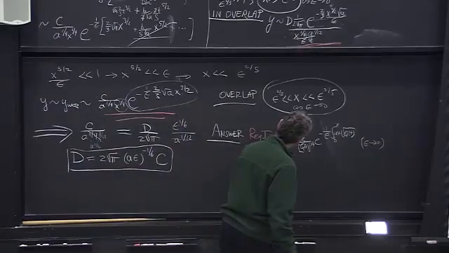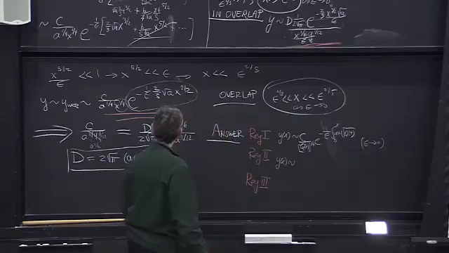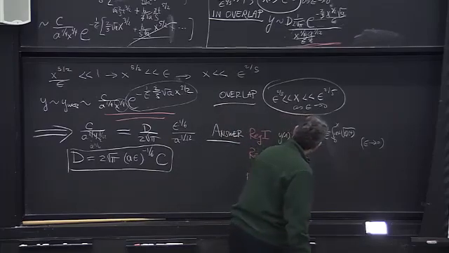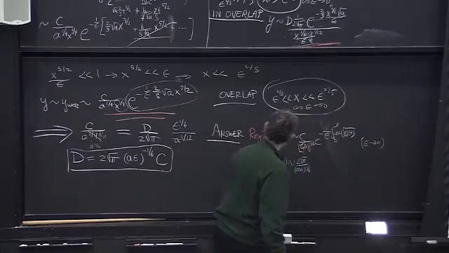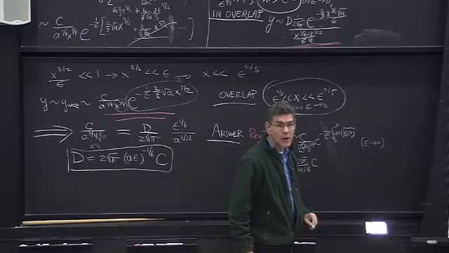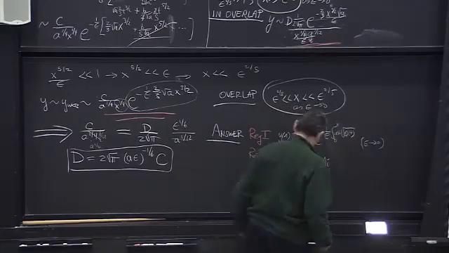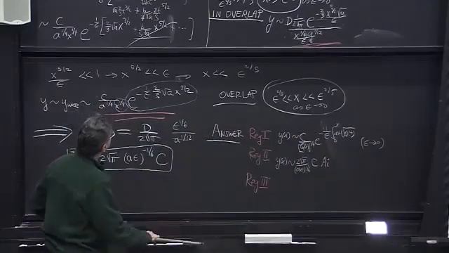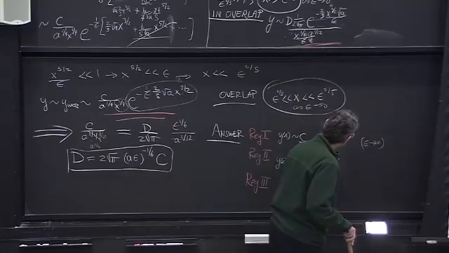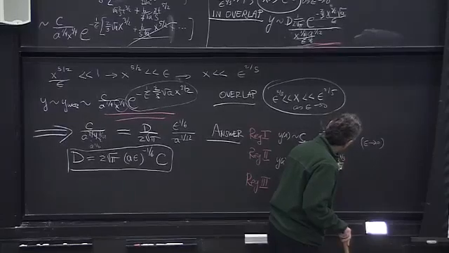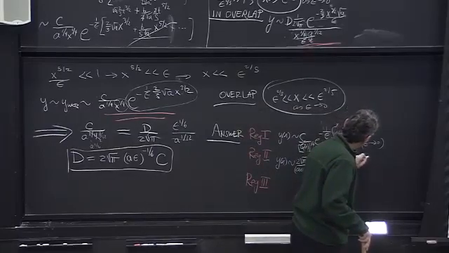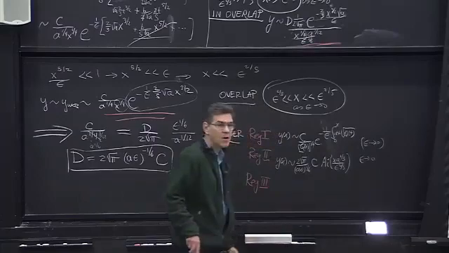In region 2, y of x is asymptotic to d, which is 2 square root of pi divided by a epsilon to the 1/6, times this constant c, times an Airy function. And the argument of the Airy function is x times a to the 1/3 over epsilon to the 2/3, as epsilon goes to 0.